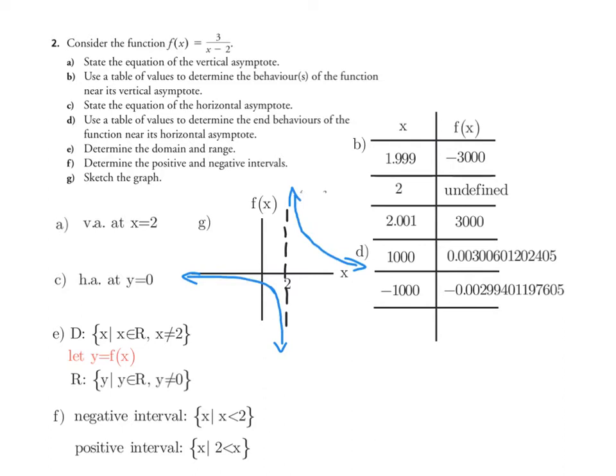Question number 3. Repeat question 2 for the rational function f of x is 4x minus 3, oh, over x plus 1. We'll just switch it up as we go along. So state the equation of the vertical asymptote. So there's a vertical asymptote at x equals negative 1.